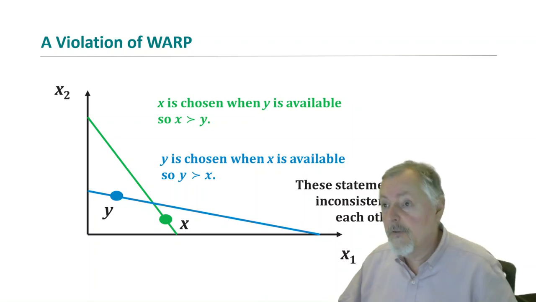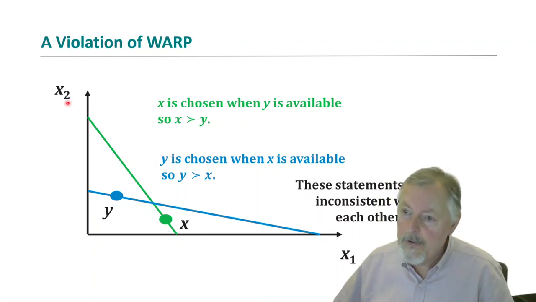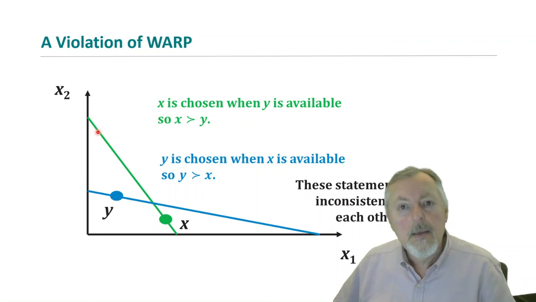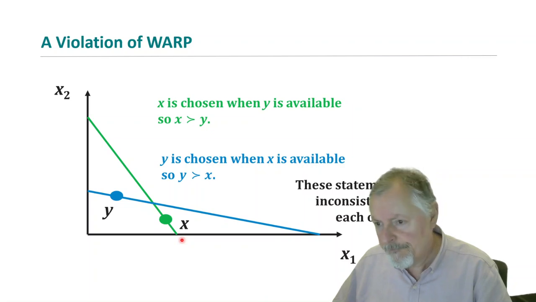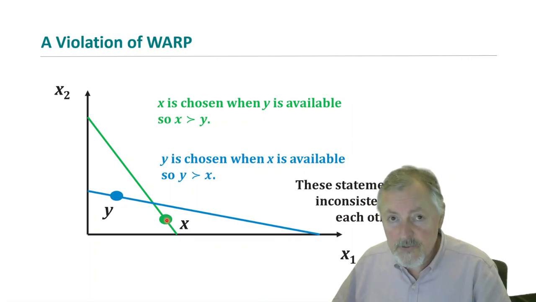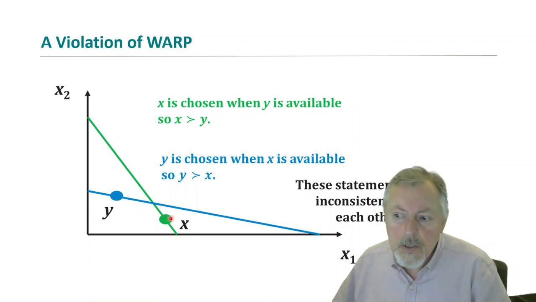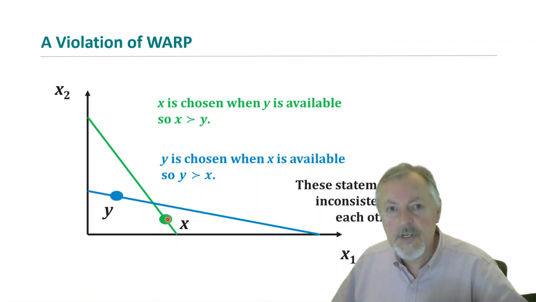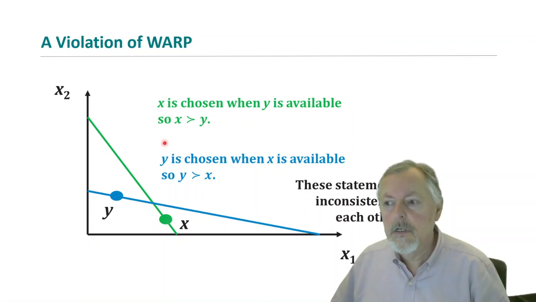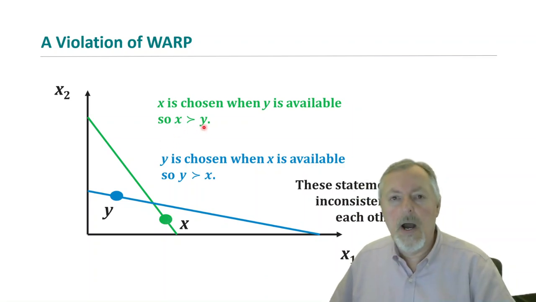Here is a violation of the weak axiom. Prices, your income, etc., are such that you're on this green budget constraint. You can afford X, because it's on the budget constraint. You can also afford Y. You choose X. That choice directly reveals you prefer X to Y.